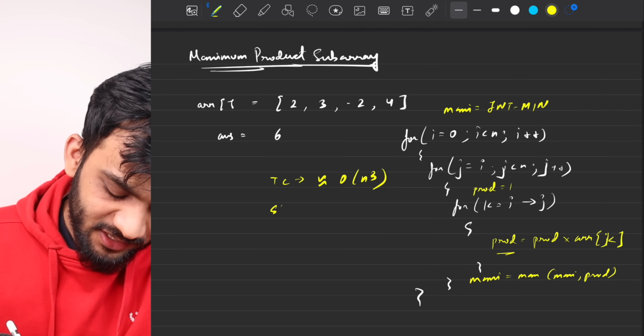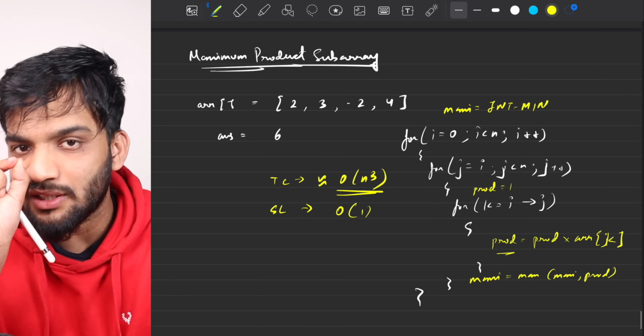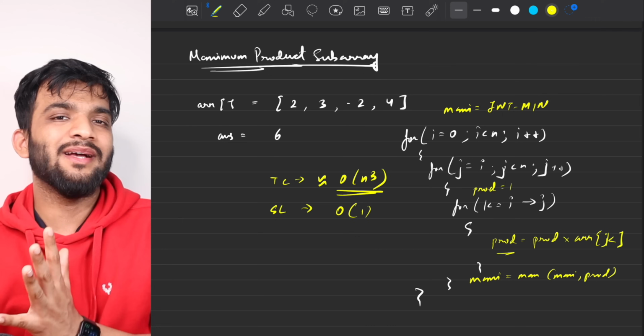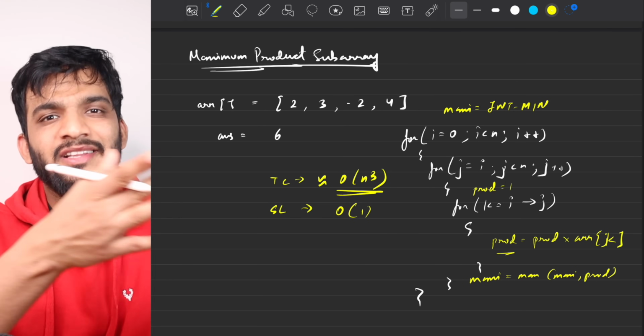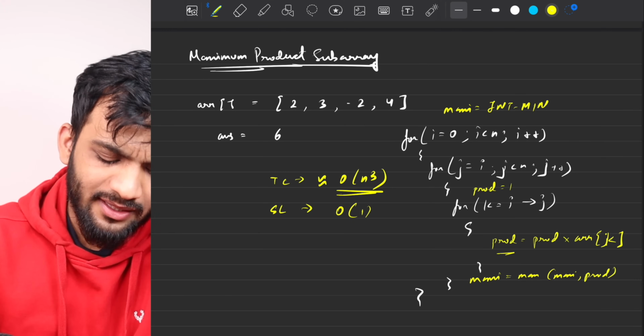What about the space complexity? It is somewhere big O of 1. Obviously, the interviewer will not be happy with the n cube and he'll ask you to optimize it. So the moment someone asks you to optimize n cube, you move towards n square, right? You try to think of something related to n square. Can I think of n square?